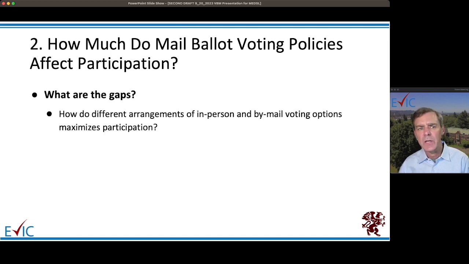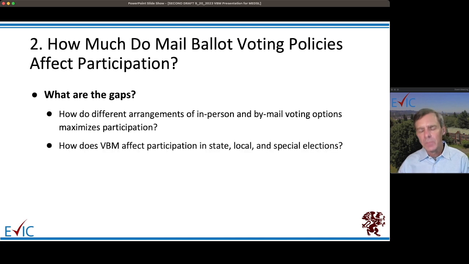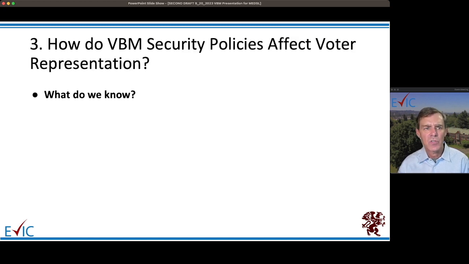What are the gaps in this area? We don't know how different arrangements, different mixes of in-person and by-mail voting options, what's just the right mix to maximize participation. State and local, that's number 2 now. We don't know how vote by mail affects state and local elections. You hear it from administrators all the time: boy, in local elections, that's where the real impact is, when that ballot arrived for a school board election, a municipal election. But we really have no systematic research on that.